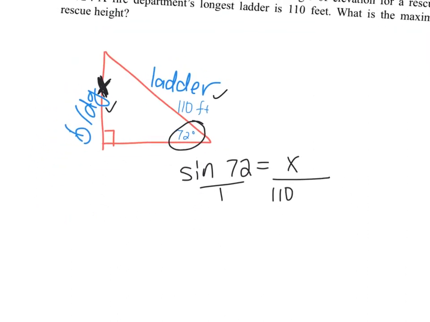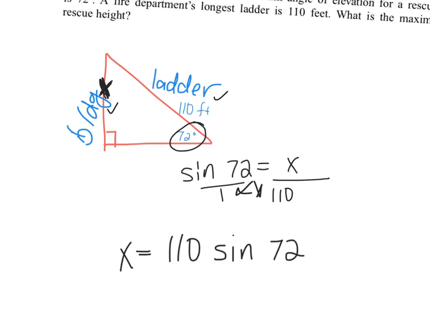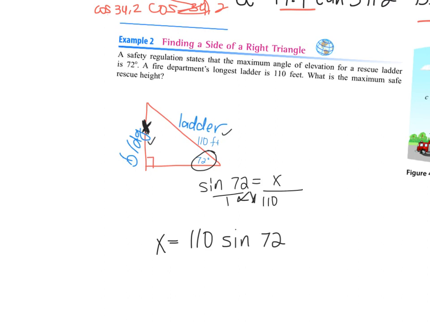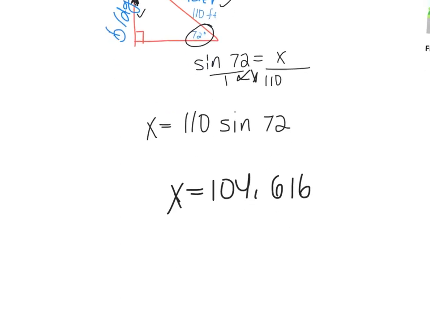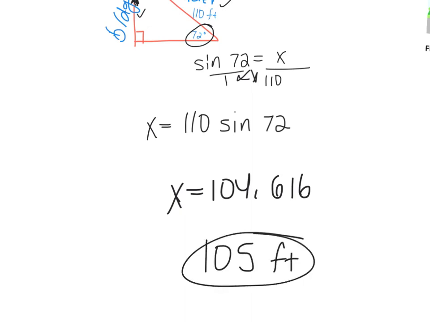Questions? How do I solve this? Cross multiply. So x equals 110 times sine 72. You can put that right in your calculator just like that. X equals 104.616. In a question where they're talking about length, they're probably going to ask for the nearest foot. So what would your answer be? 105 feet. Good. Very good.